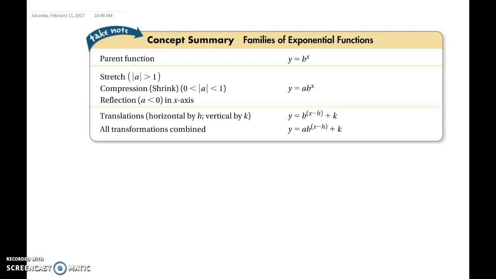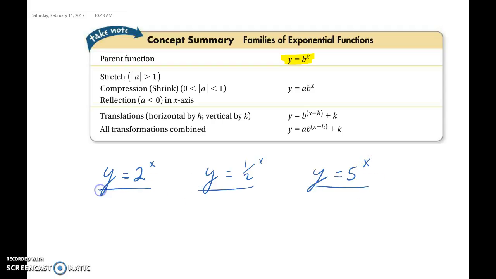transformations that we have. So remember, our parent function is just whatever y is equal to b to the x power. So it can change depending on what that base is. It could be y is equal to 2^x like we did, y is equal to (1/2)^x like we did, or y is equal to 5 raised to the x power like we did. All of these are considered parent functions for this particular base.